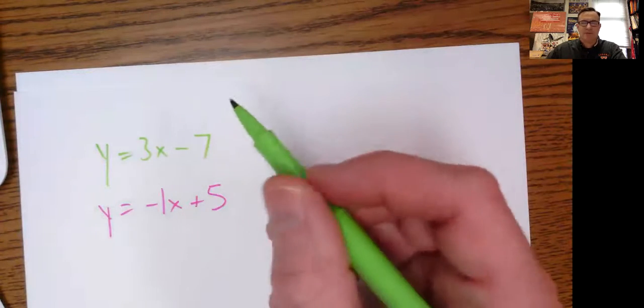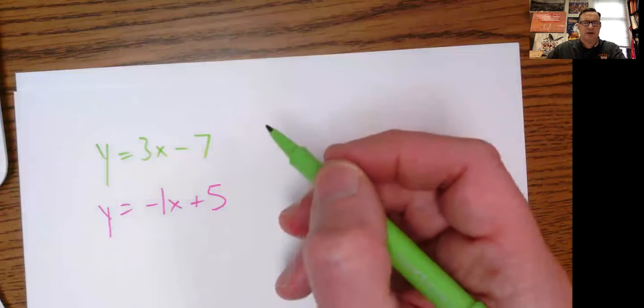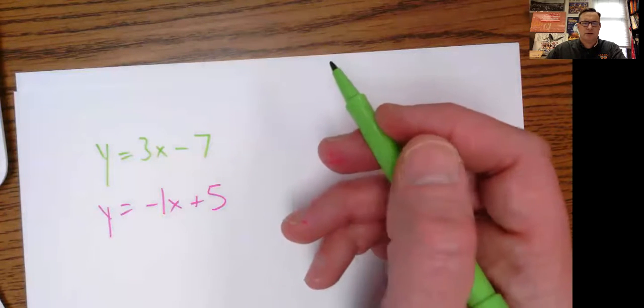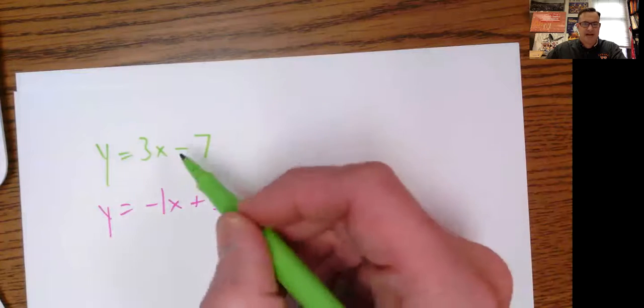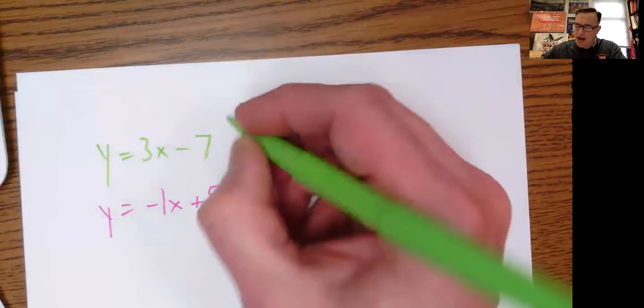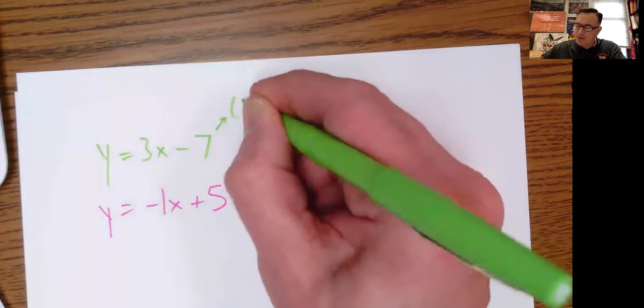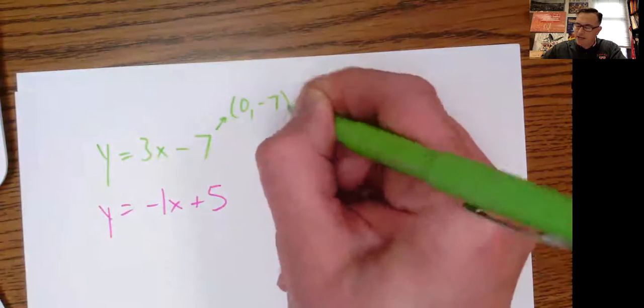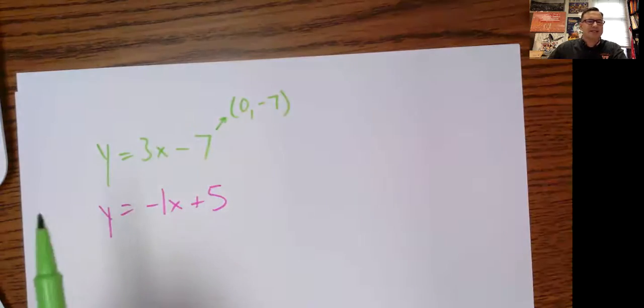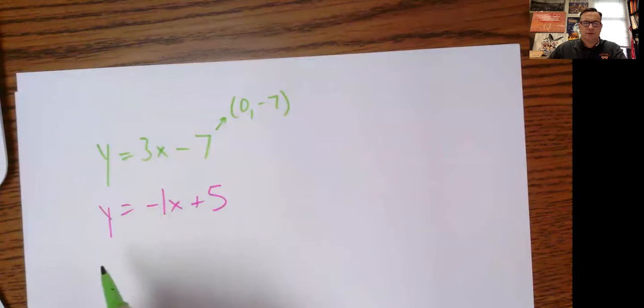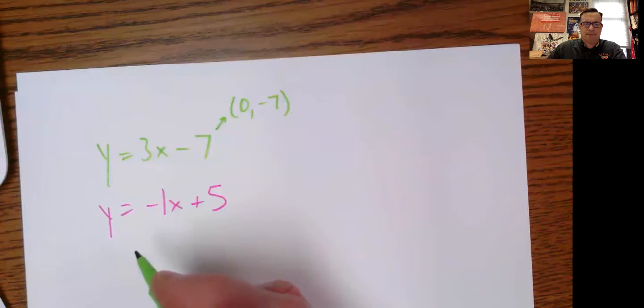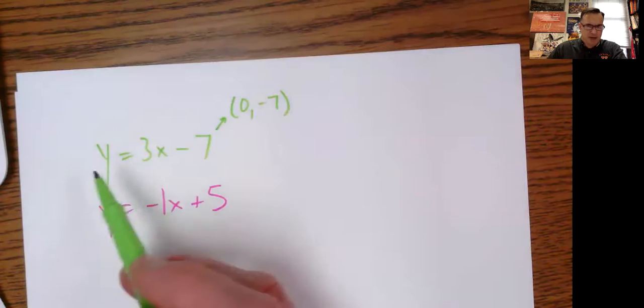I ordered at 7. Now, is it a positive or a -7, Bryson? -7. Absolutely right. So that's going to be on the y-axis. So my y-intercept is 0, -7. Okay. What is the slope for this one? Anybody, what's the slope for this top equation?